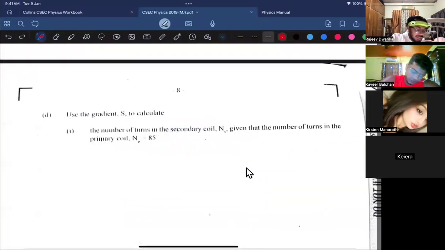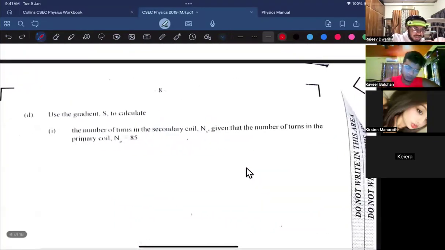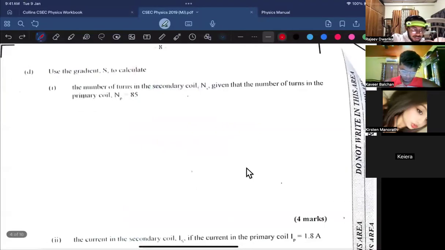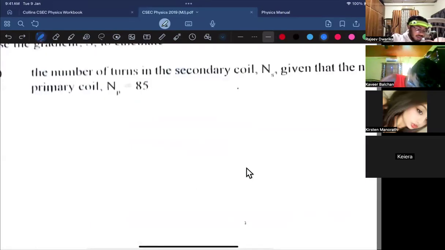So, Justin, by that logic, in part D they want us to use the gradient to figure out the number of turns in the secondary coil, given that the number of turns in the primary coil is 85. That is what they want us to figure out. You with me? Yeah. So we have a couple of ways we could figure this out. According to what I just showed you, this kind of transformer is a step up.